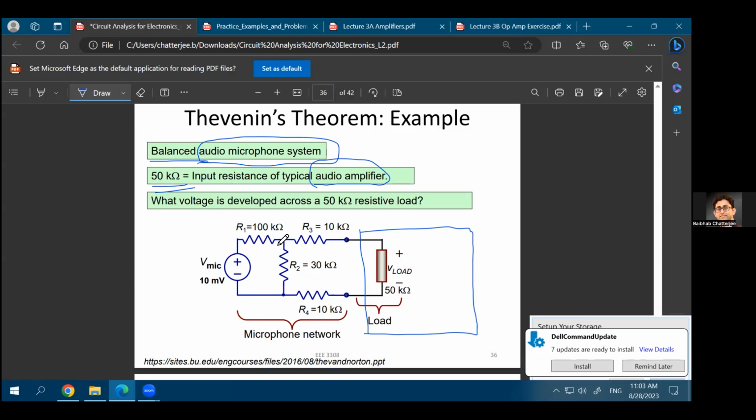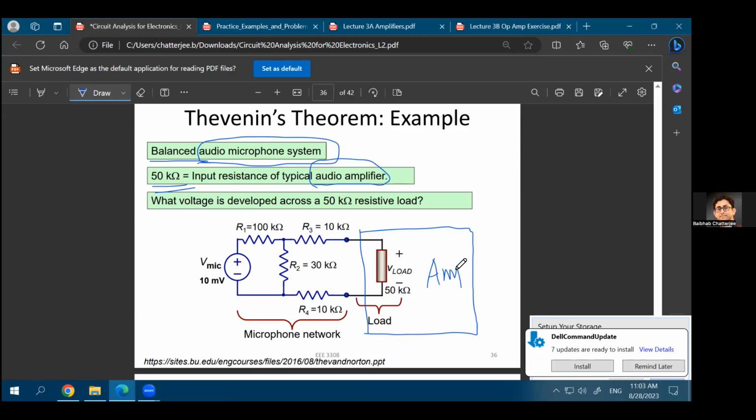And this network has this kind of a resistive division. So you have R1 of 100 kilo ohm, you have R2 of 30 kilo ohms, and R3 of 10 kilo ohms. And let's say the input to the microphone is about 10 millivolt. That's the amount of voltage you generate at the microphone when you speak into it. So 10 millivolt will probably not do anything. That's why you need an amplifier on the right hand side.